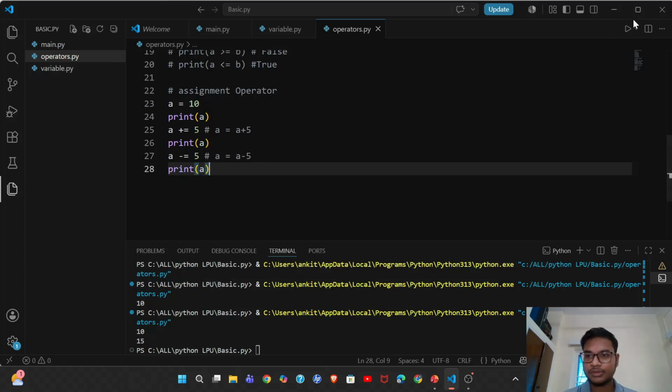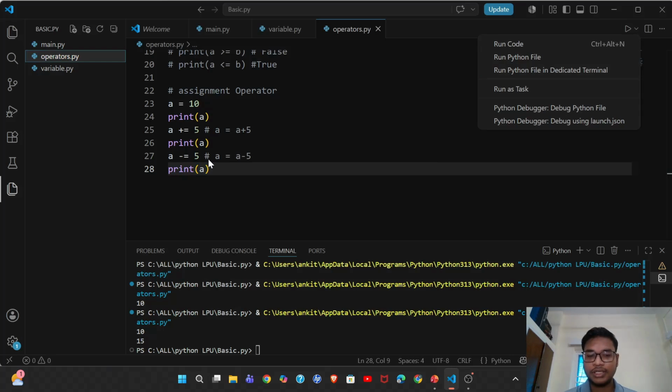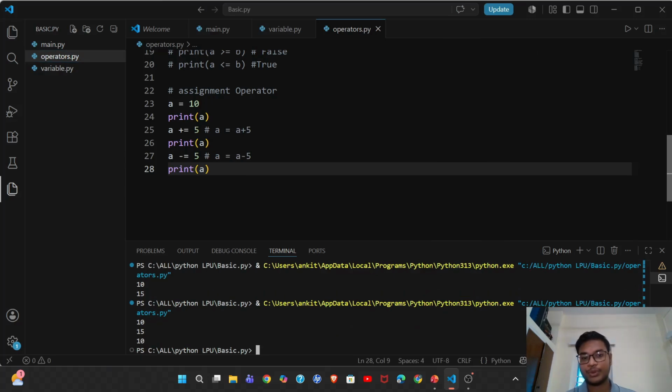What I think it's currently a equal to 15. Now a equal to what? 10, because 15 minus 5 equal to 10. Not a equal to 10. Here a is 15, because Python is an interpreted language, so it works one by one. So it does not work at a time. So it works one by one.